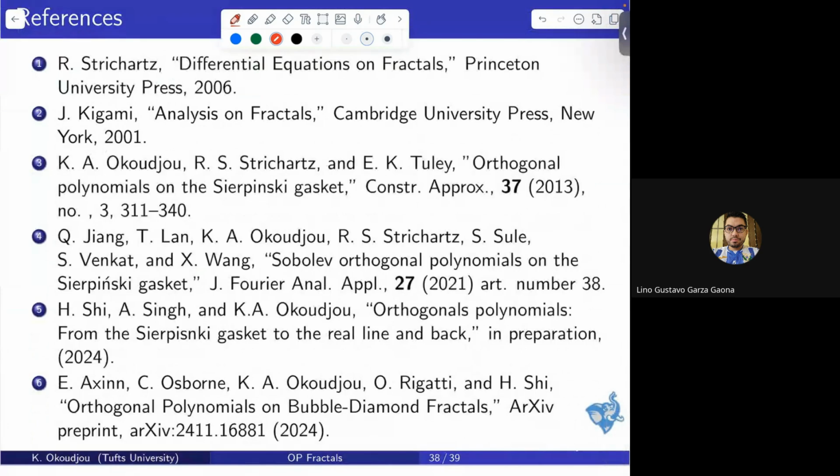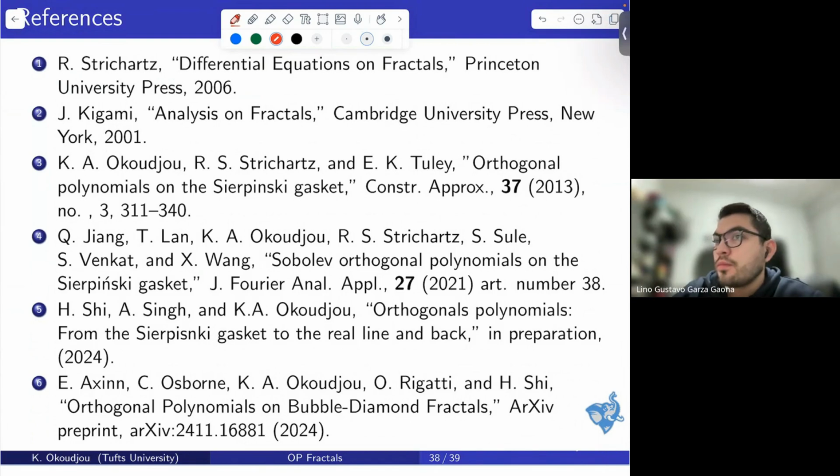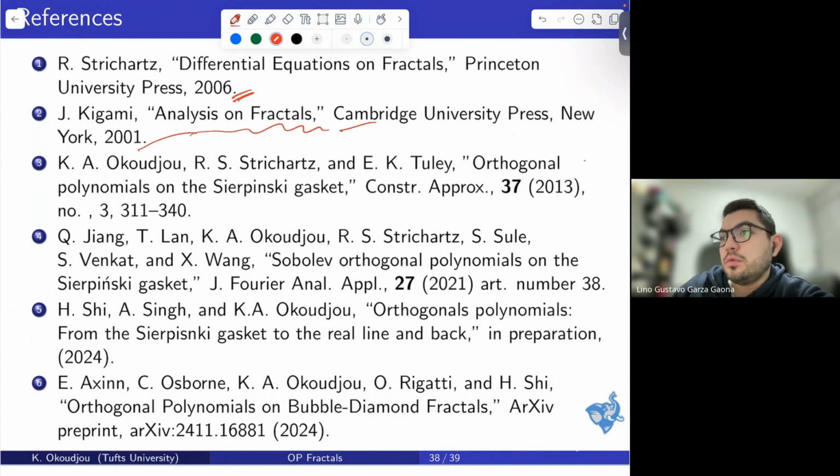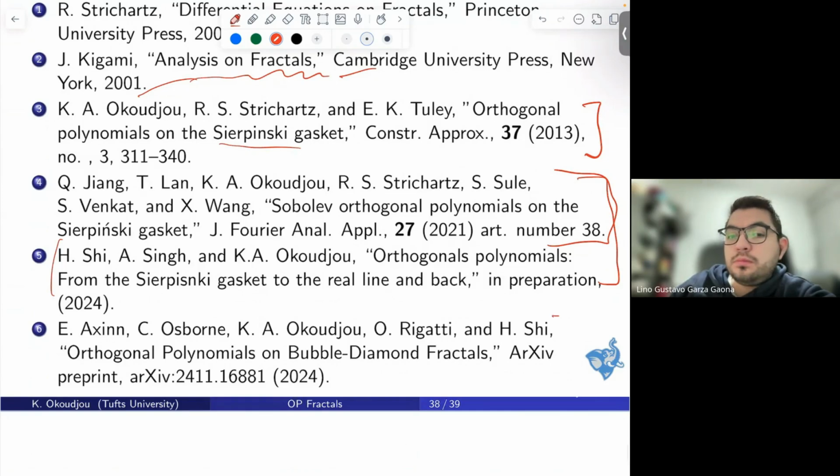If you want to read a little more about analysis on fractals in general, which is the part I didn't talk about, this is a very nice book that introduces analysis on the Sierpinski gasket. And if you want to look at general fractals, the PCF ones that I mentioned, this is a book by Kigami. The first paper about orthogonal polynomials on the Sierpinski gasket is the one that I mentioned earlier. This one right here describes the Sobolev orthogonal polynomials on the Sierpinski gasket. And this part is something in the work that is not finished yet. And the thing that I mentioned about the bubble diamond fractal, which is another class of fractal for which we feel this can be developed, is in a paper that we just put on the arXiv, and it's probably going to be submitted very soon.